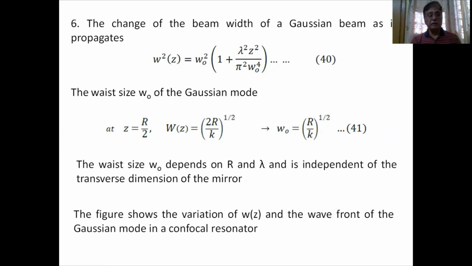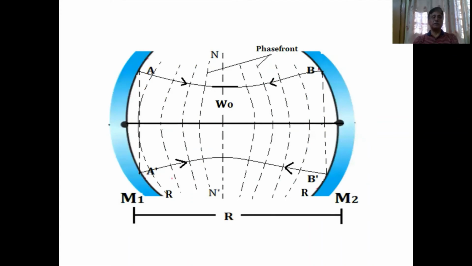You can see the figure shows the variation of W(z) and the wavefront of the Gaussian mode in a confocal resonator system. You can see how it varies as it goes away from the center to either of the mirrors. It varies symmetrically, and the waist lies at the center.